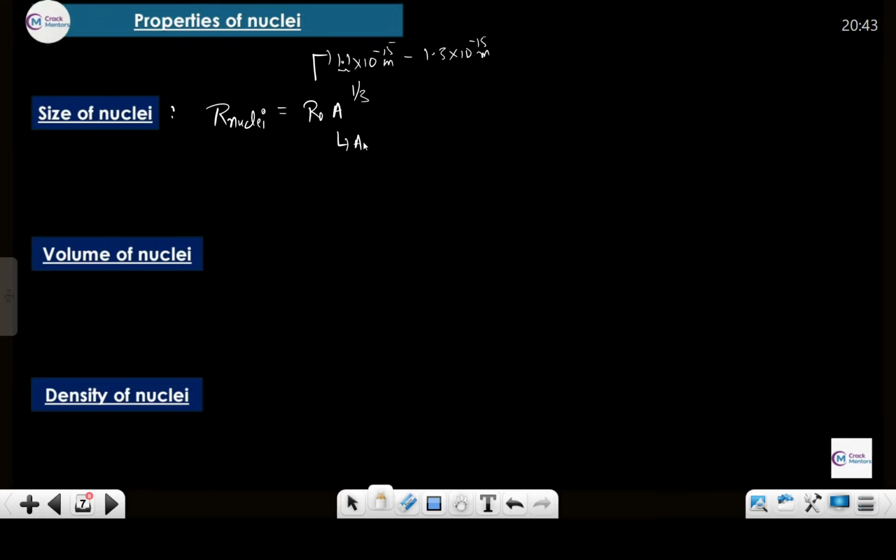A is the atomic mass right here. After putting each and every value correctly, you will have the answer value also. I'm hoping that this is clear to you.